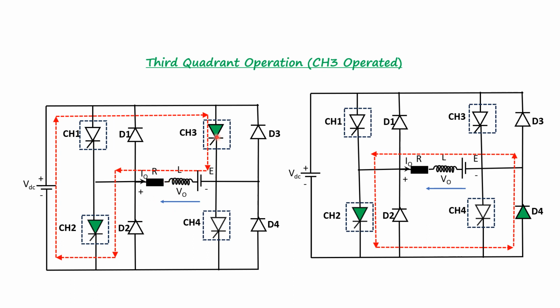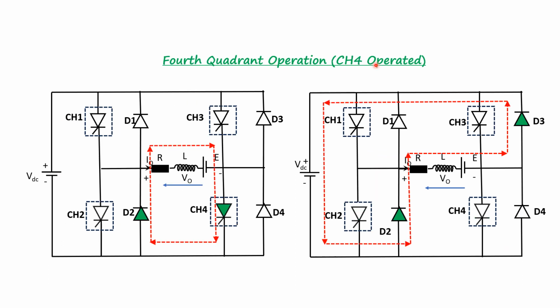When chopper 3 is in the off condition, as in the second diagram, the negative load current freewheels through chopper 2, D4 and comes to the load. In this manner, the output voltage V0 and I0 are both negative. So this operates in the third quadrant.